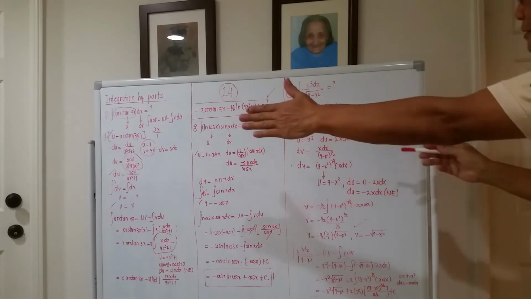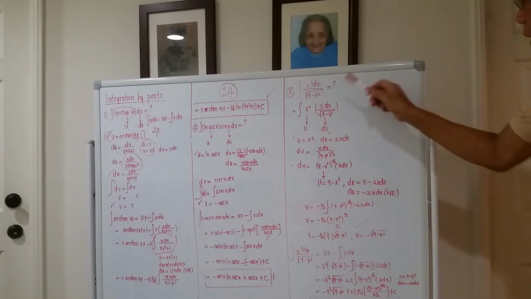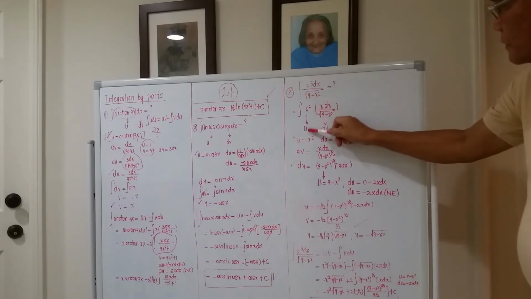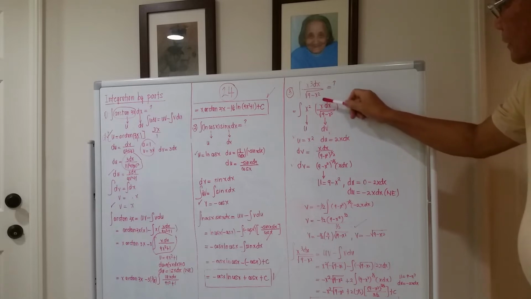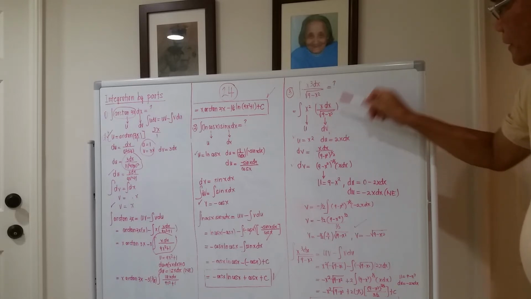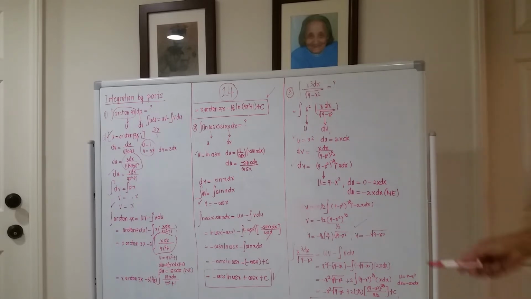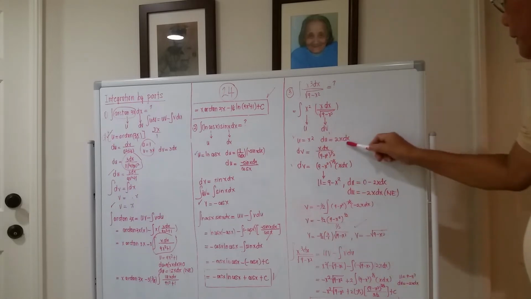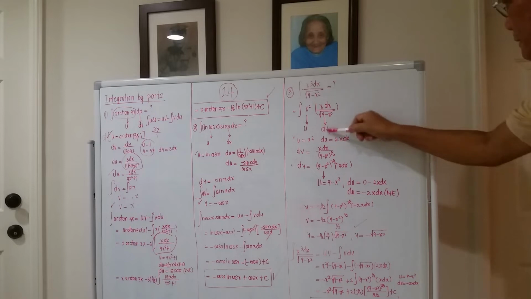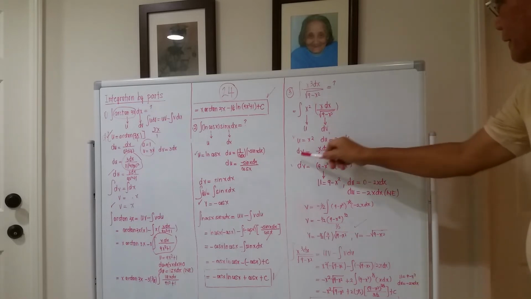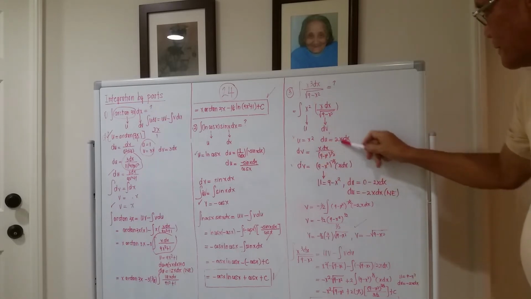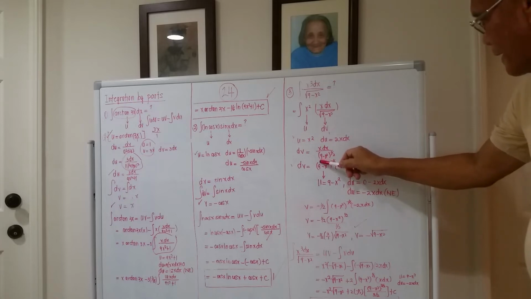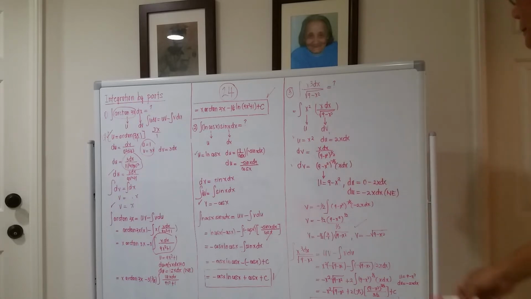I just changed the arrangement. Then I will assume that x squared will be u, and dv is equal to x dx over the square root of 9 minus x squared. So if u is equal to x squared, du will be 2x dx, right? We take the differential. And dv is x dx over 9 minus x squared raised to the 1 half.